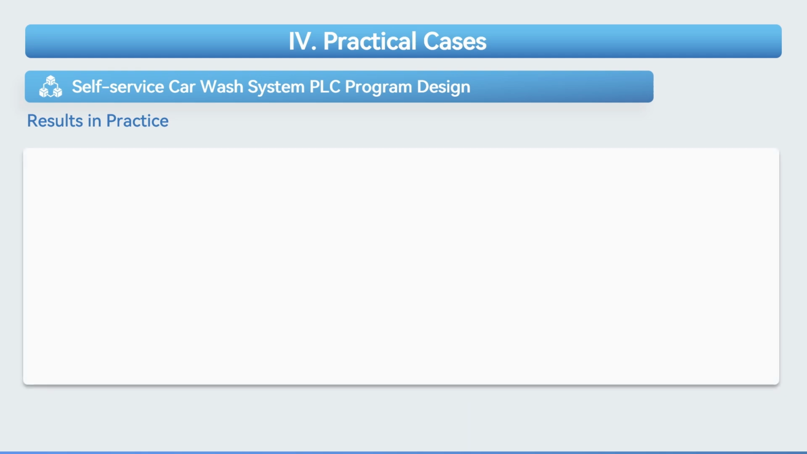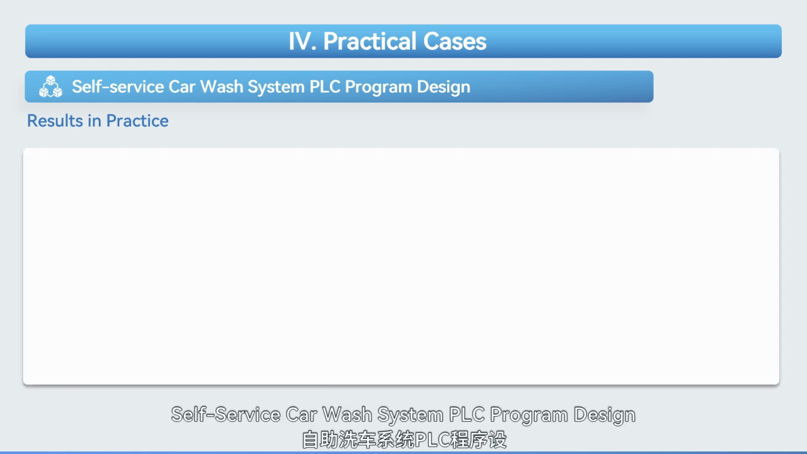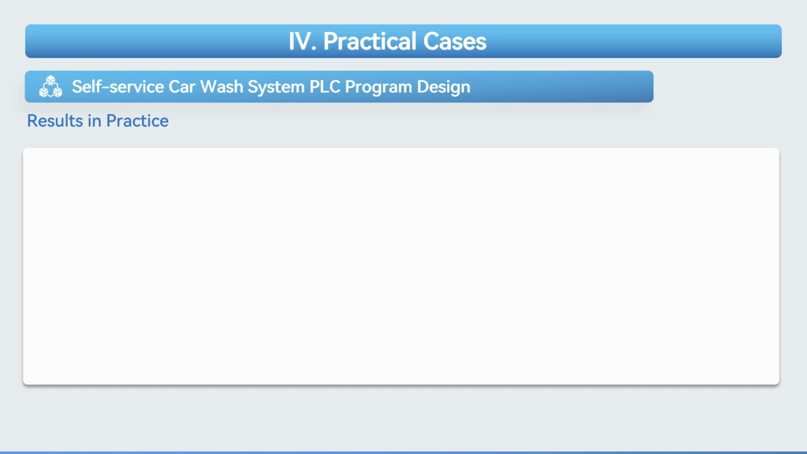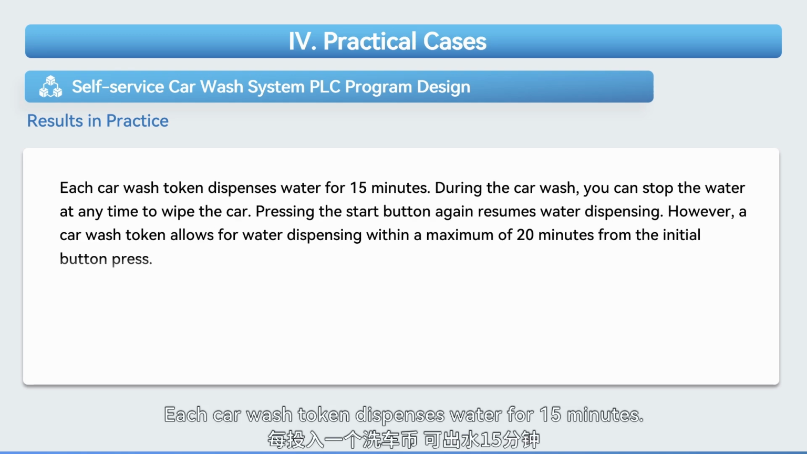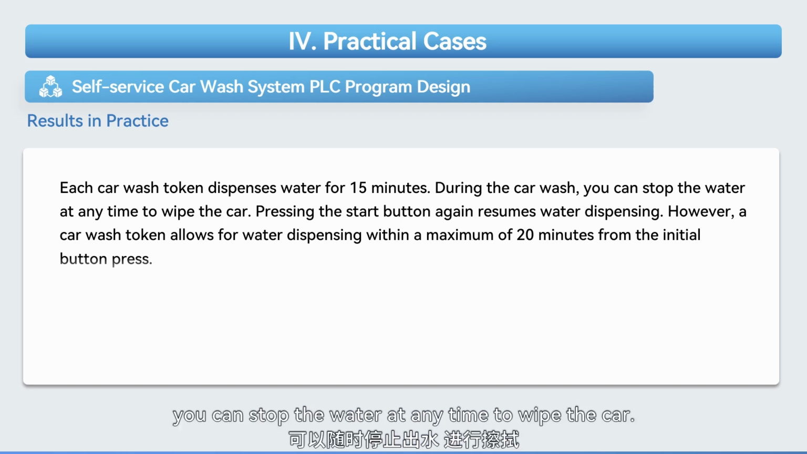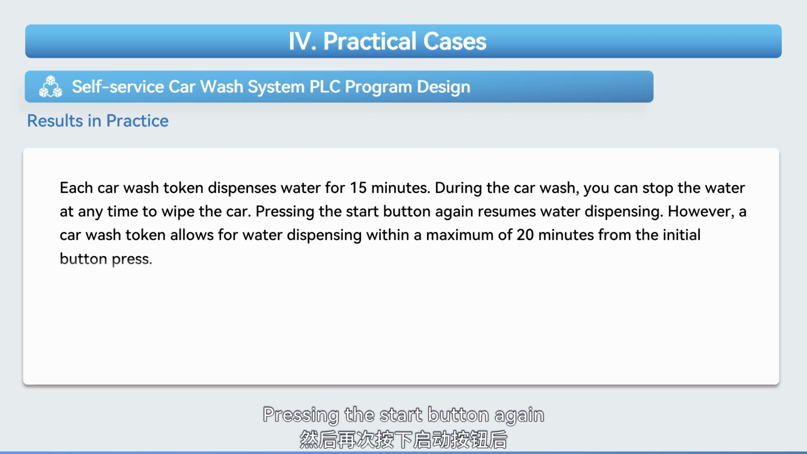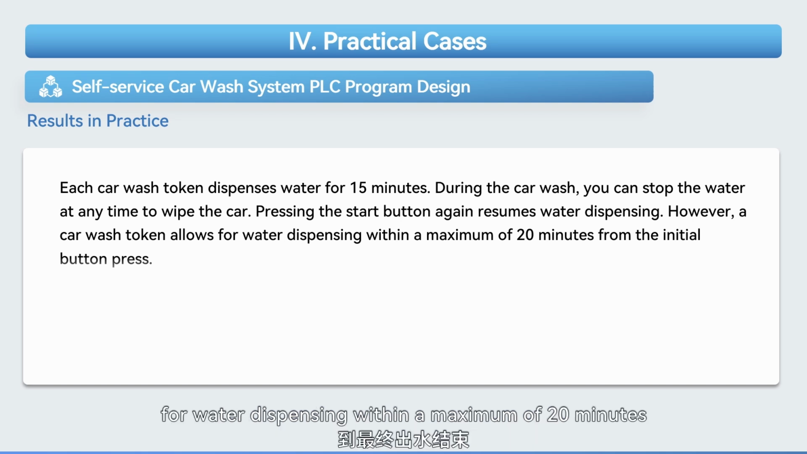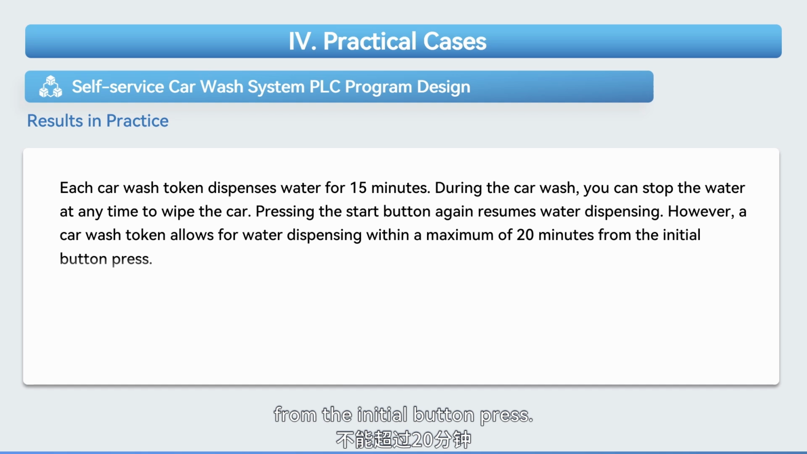Practical example: self-service car wash system PLC program design. Each car wash token dispenses water for 15 minutes. During the car wash, you can stop the water at any time to wipe the car. Pressing the start button again resumes water dispensing. However, a car wash token allows for water dispensing within a maximum of 20 minutes from the initial button press.